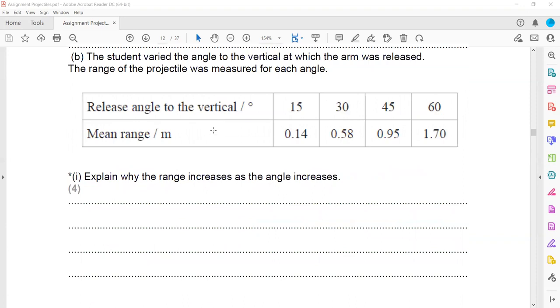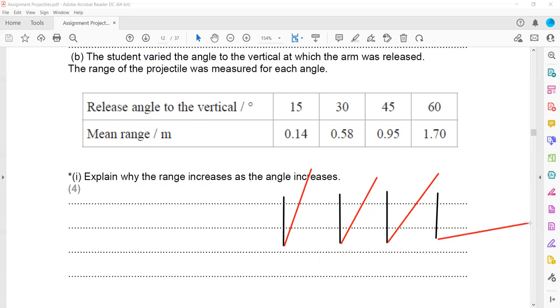The student varied the angle to the vertical at which the arm is released. So this is the change in angle to the vertical. For example, this is the vertical part. I'm drawing different positions of the vertical part. So here first it is launched with an angle of 15, then it is launched with an angle of 30, then 45 and then 60.